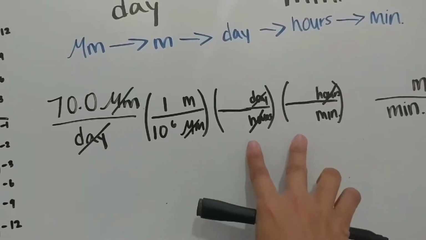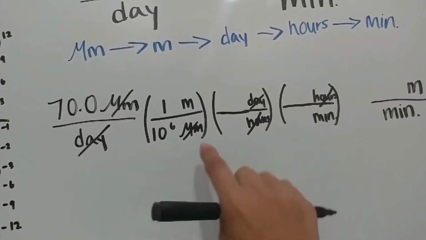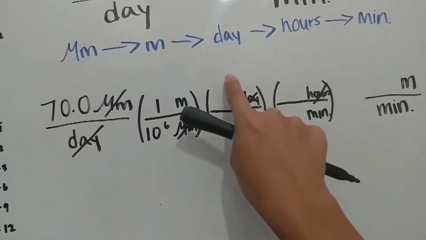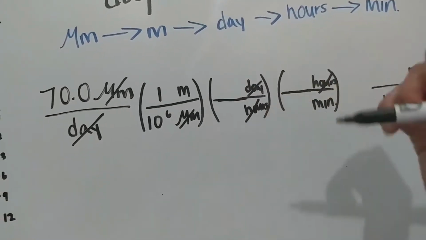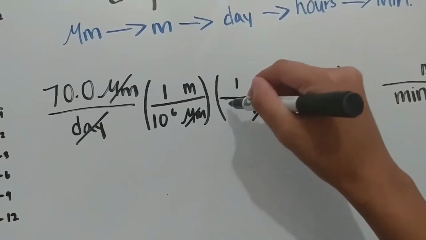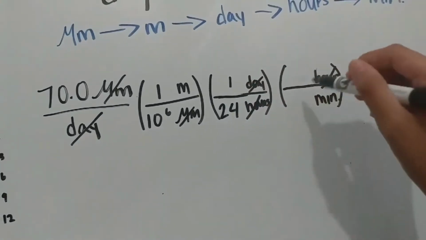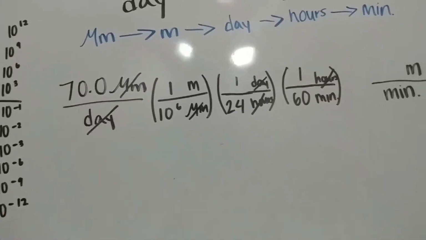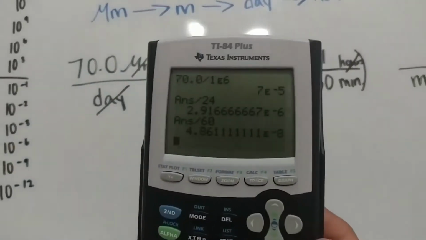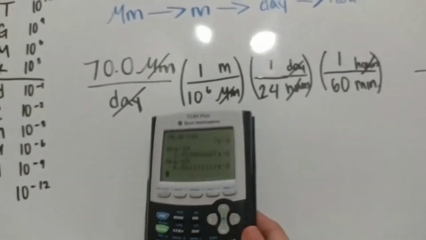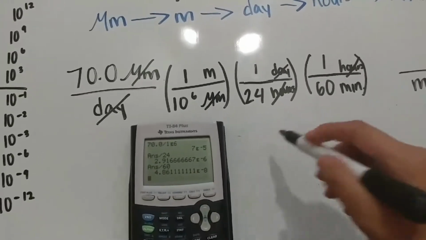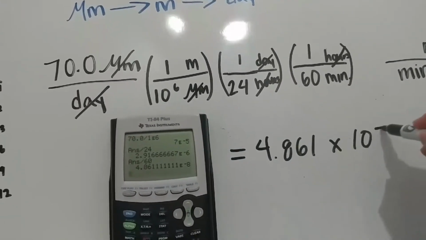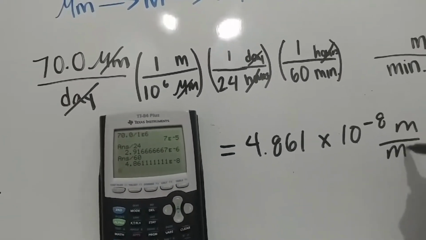For the next two conversions, you don't really need to use unit prefixes because we already know how many hours are in one day and how many minutes are in one hour. So we just plug that in there. In 1 day, there are 24 hours, and in 1 hour there are 60 minutes. So after you input all those values into your calculator like so, you would get an answer of 4.861 times 10 to the negative 8 meters per minute.